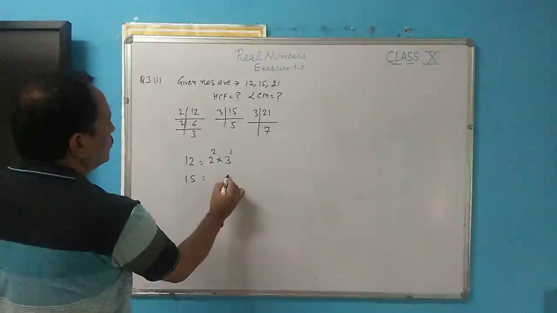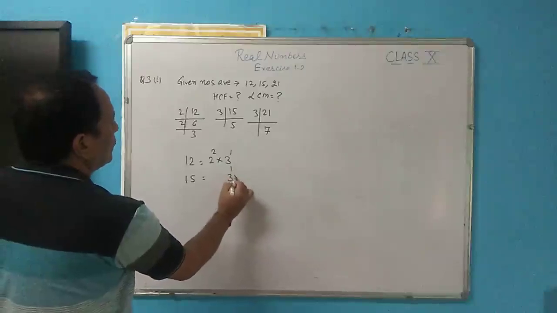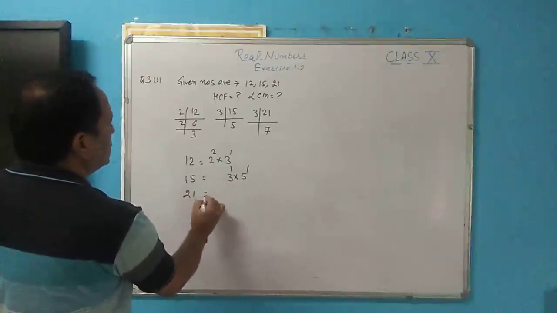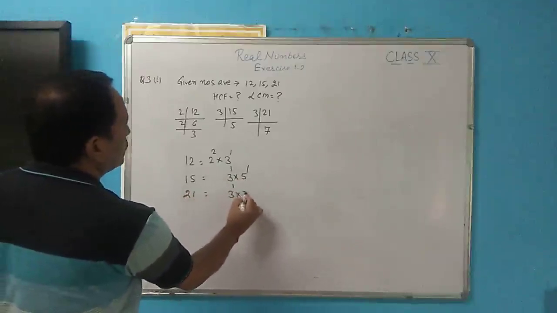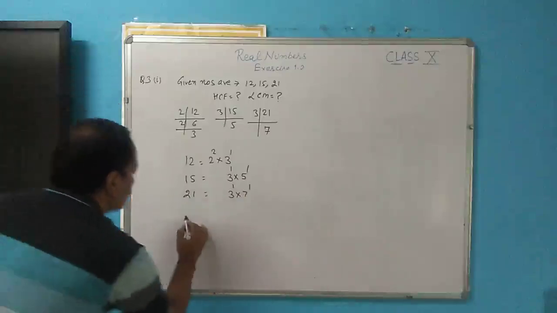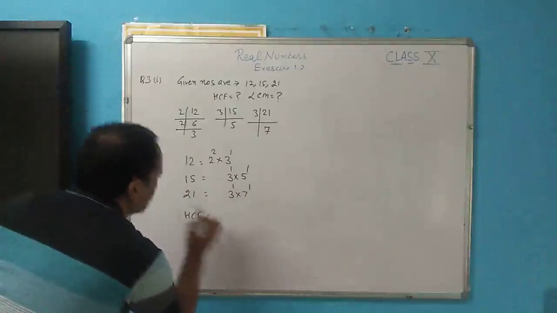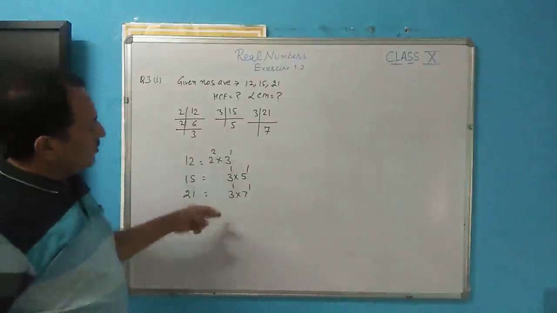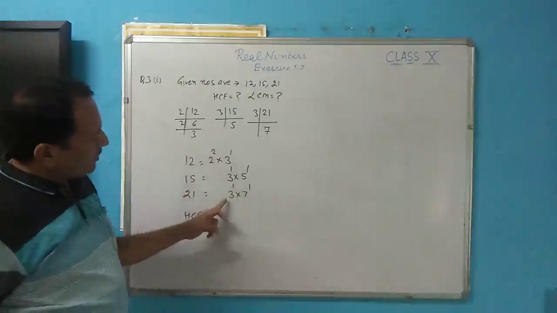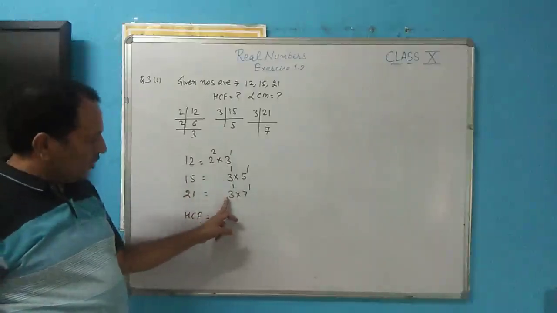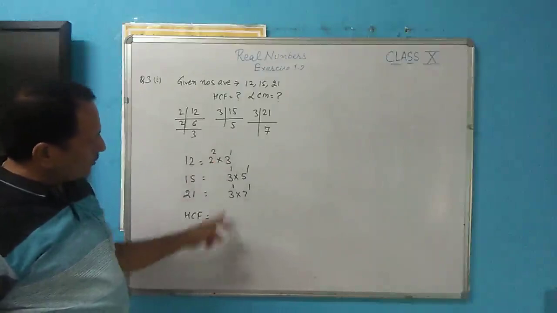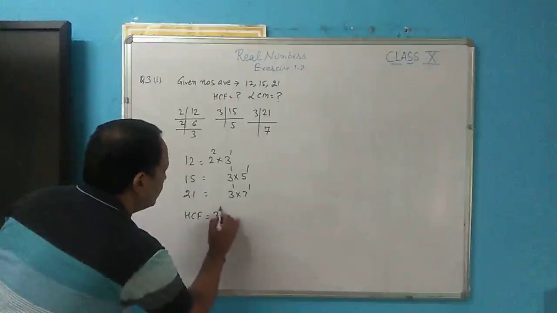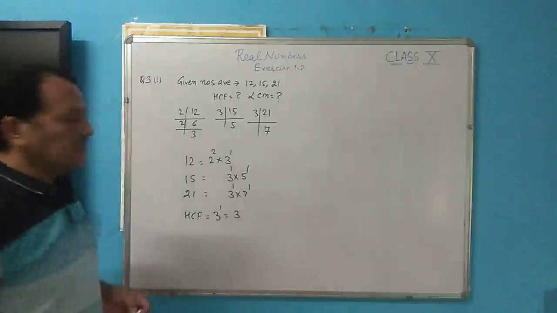15 is equal to 3 power 1 into 5 power 1, and 21 is equal to 3 power 1 into 7 power 1. So first of all we will find out the HCF. HCF हम कैसे देखते हैं, जो तीनों नंबर के कॉमन फैक्टर हैं वो देखते हैं. तो तीनों नंबर में एक ही प्राइम फैक्टर कॉमन है 3, और फिर हम लोएस्ट पावर देखेंगे, तो लोएस्ट तीनों में सेम पावर है. So HCF of these 3 numbers is 3.